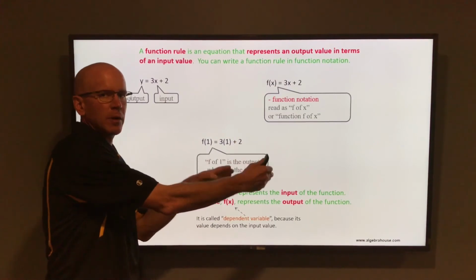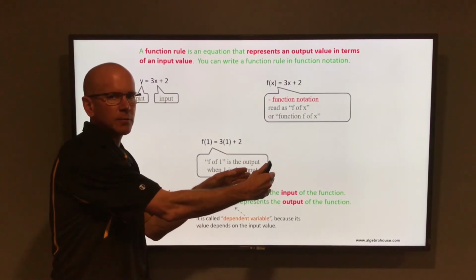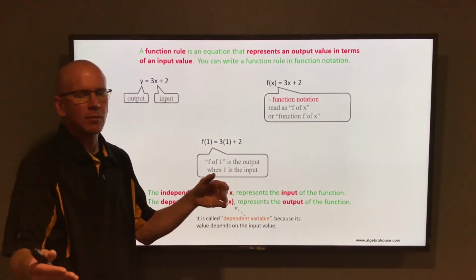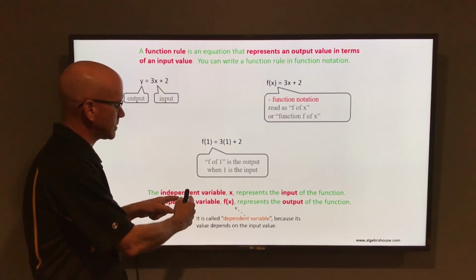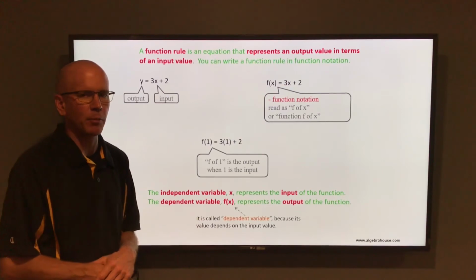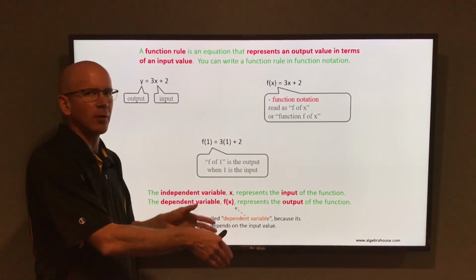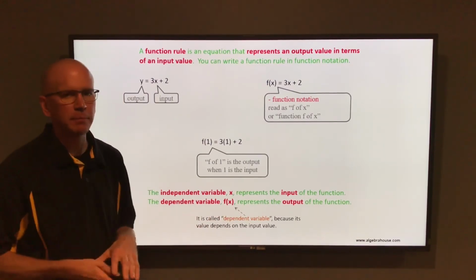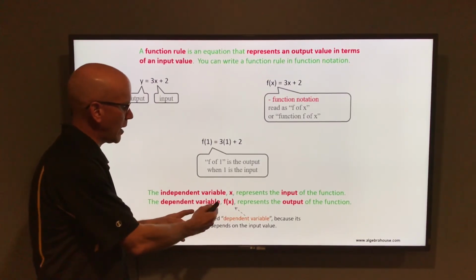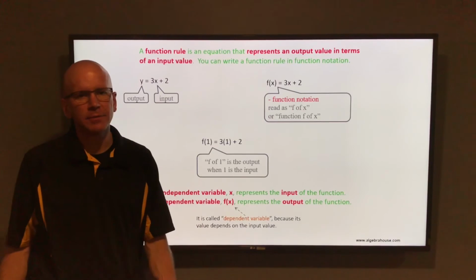Well, how about numbers on the other side of that chart, the y values? Where did those come from? Those were the output. The numbers that you put in for x produced that output. They were dependent on what x was. So the output is dependent upon the input, or the y value depends on what x is.